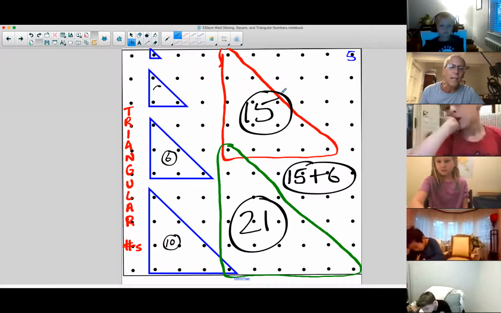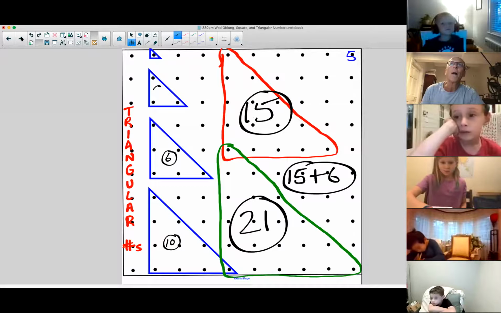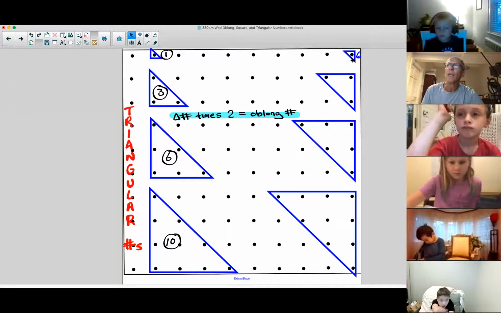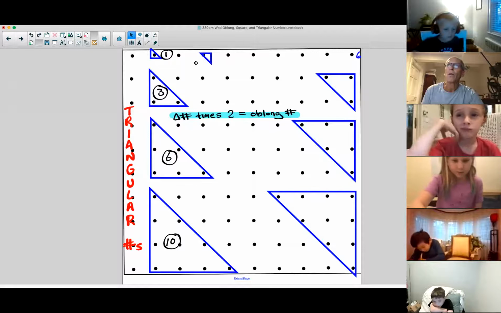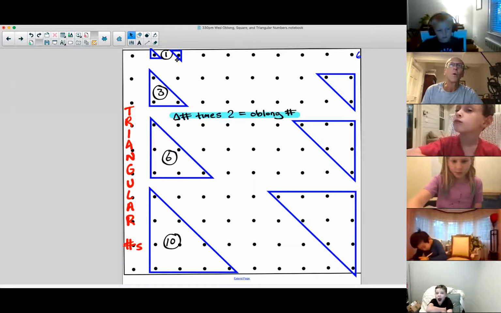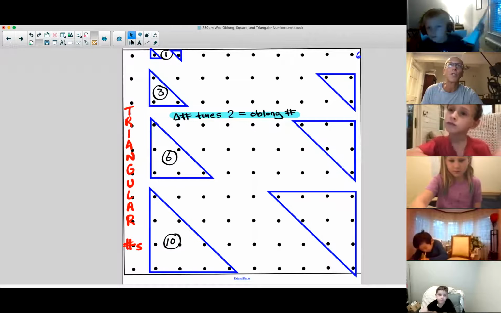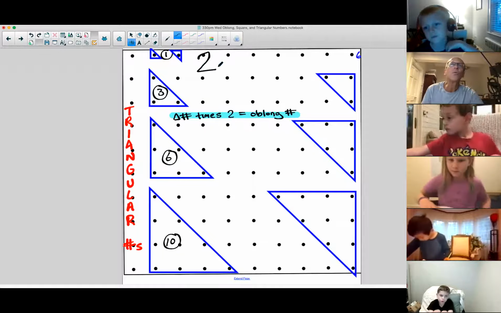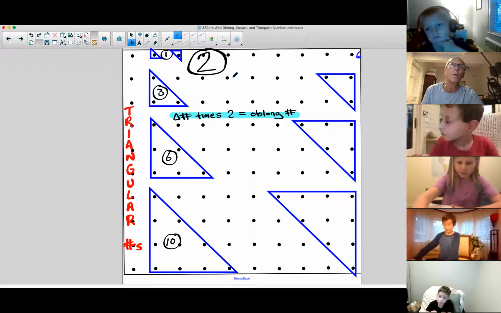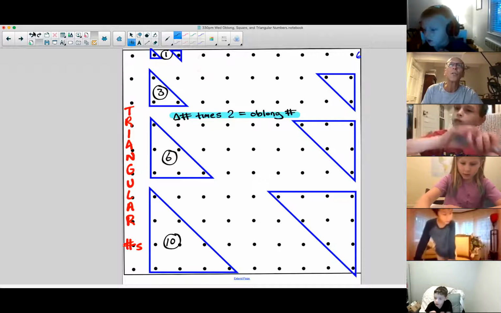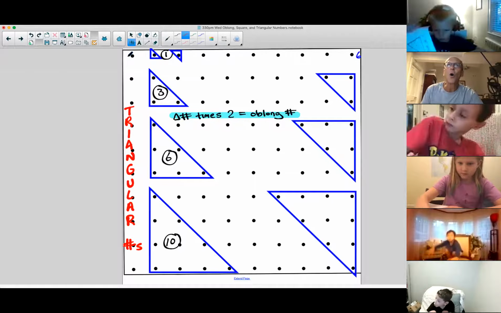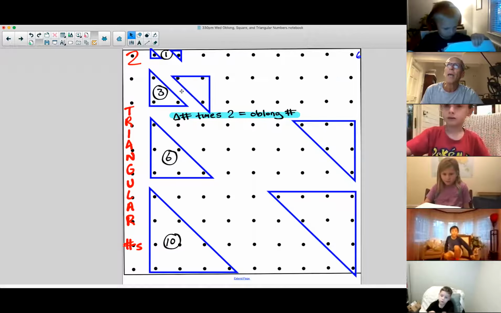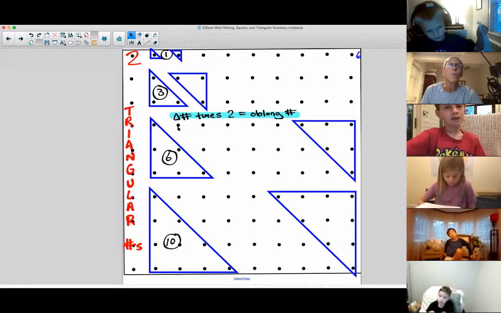Now, are you ready to see something amazing? What happens if you take 2 triangular numbers and you squish them together? So 1 plus 1, guys, what do we get? 2. And 2 is the first oblong number. So pretty cool. Now, what happens when we take the next triangular number and add 2 of those? What do you get now?